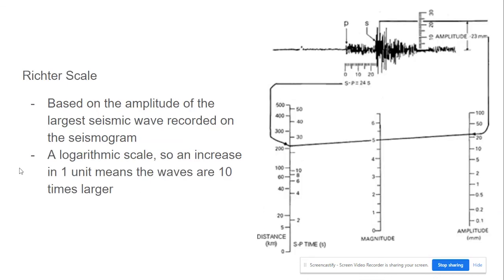The scale that's used more frequently is the Richter scale, and this is based on the magnitude, the amplitude of the largest seismic wave recorded on the seismogram. It uses the logarithmic scale. So an earthquake that's a 5 is 10 times smaller than an earthquake that's a 6.